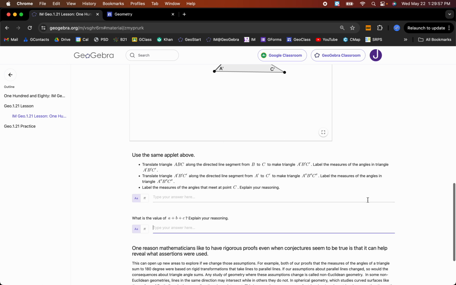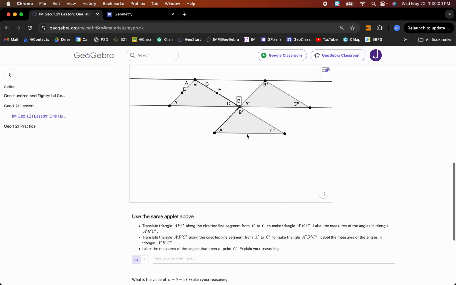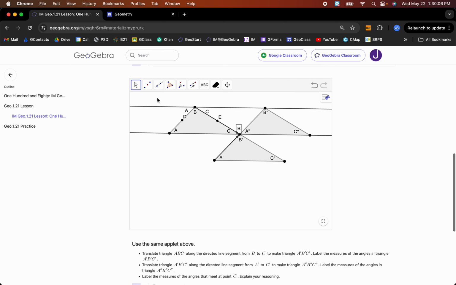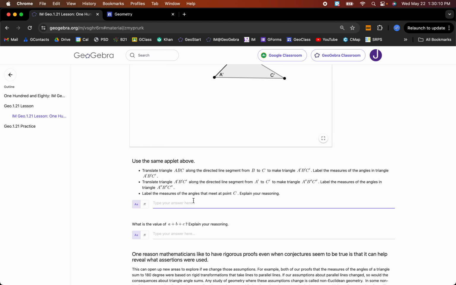Okay? Right? So this white angle has to be the same as B prime because they are vertical angles. That would be the response here.